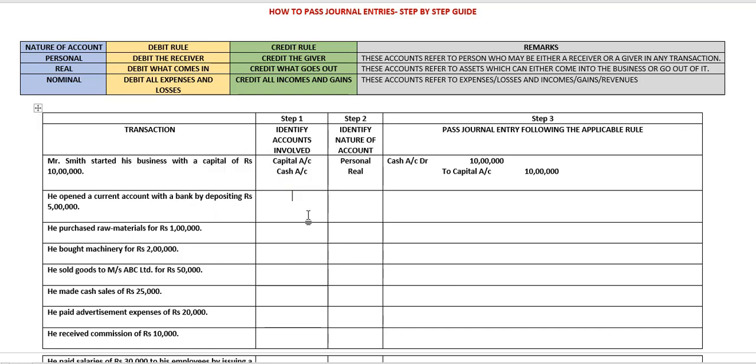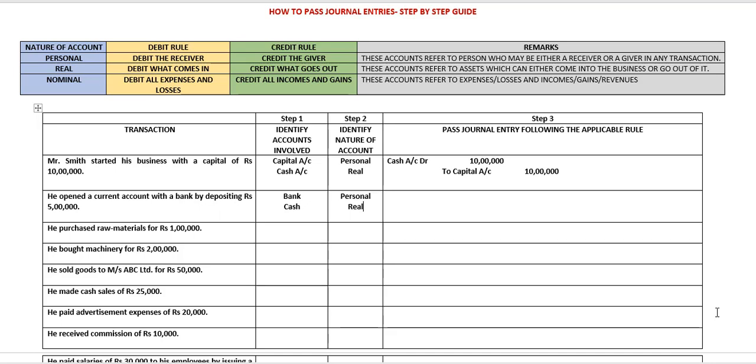The second account is again cash, because he deposited rupees 5 lakh. Again, we have to identify the nature of these accounts. Bank is actually also a person, because a bank is also a business which receives deposits for the purpose of lending and earns interest on that. So being a person, we write personal account. Now cash, as we already know, is a real account.